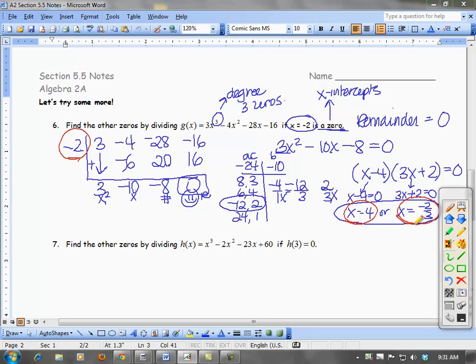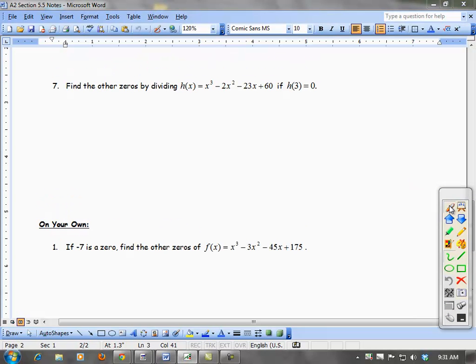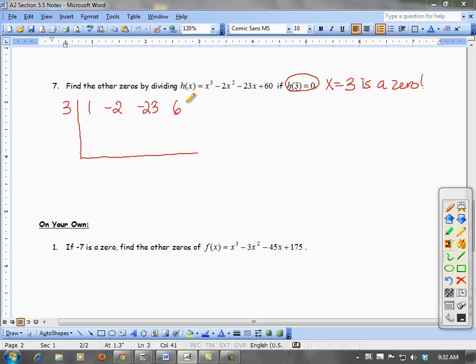Okay, so I'm going to take this again, we're going to do another one, and then I'm going to let you do one on your own to get your notes points. So let's slide this down. Okay, find the other zeros if h of 3 is 0. What that means is that x equals 3 is a 0. When you plug a 3 in, you get a 0 out. That means we want to use the number 3. So 3 goes outside of the box. My coefficients are 1, negative 2, negative 23, positive 60.